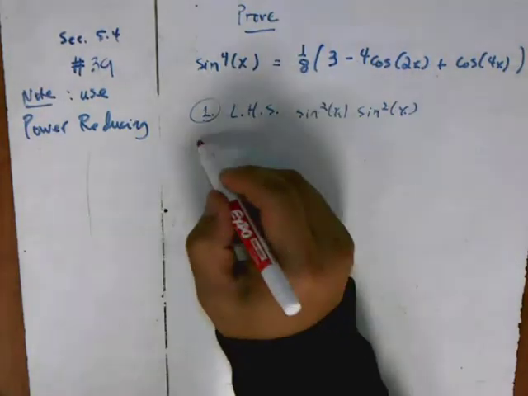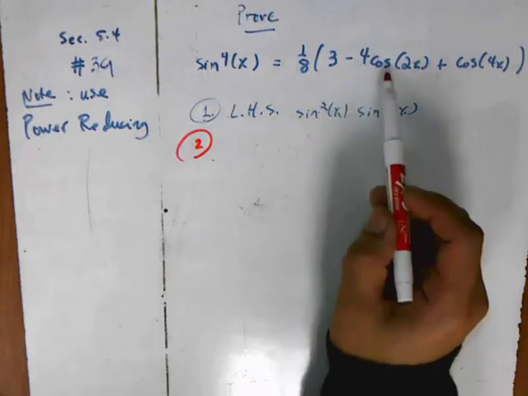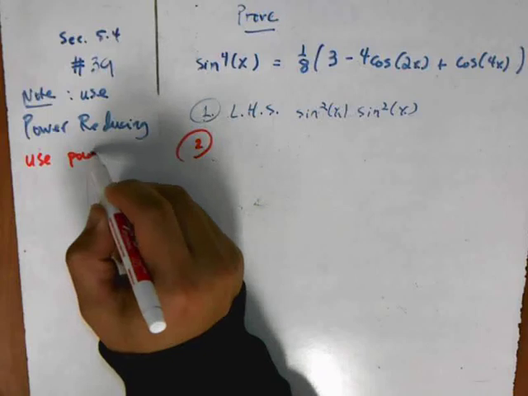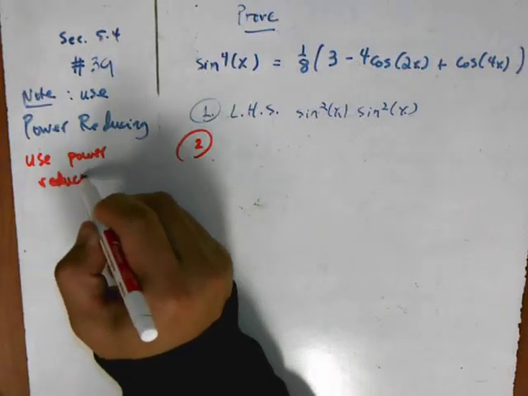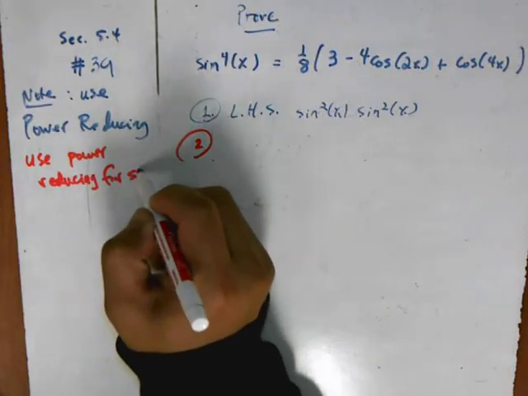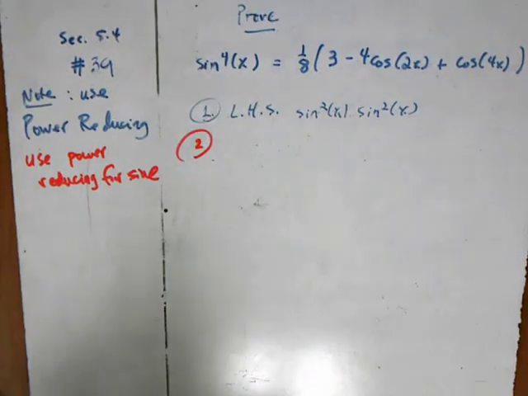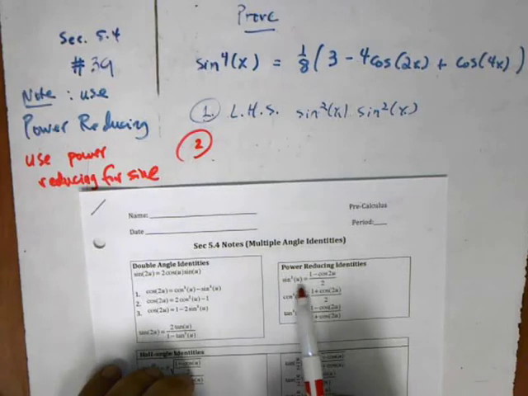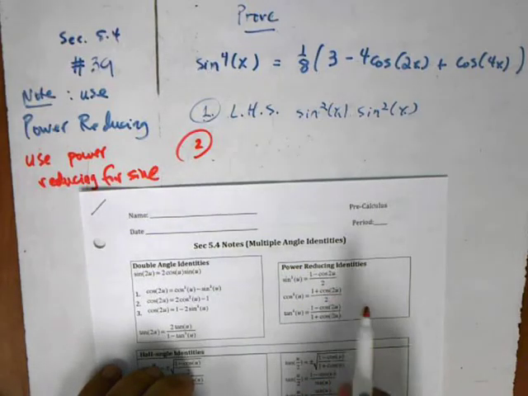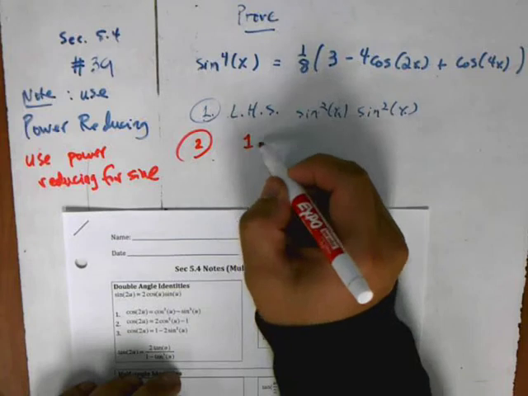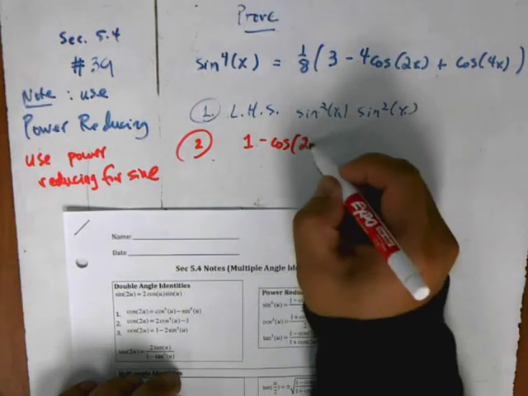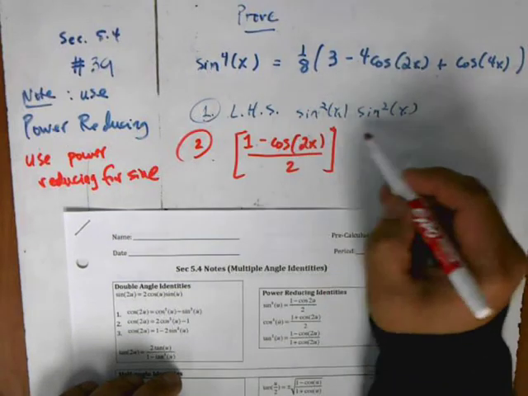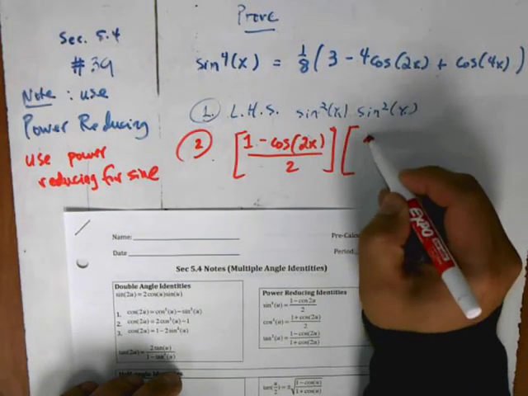Next step, I have a high power here, sine squared, and I want to get it down to a low power, so we're going to use power reducing for sine. It may be helpful to take out the notes and take a look at them, but this is the identity right here. Sine squared u equals 1 minus cos 2u over 2. So sine squared x is 1 minus cos 2x over 2. But I have two sine squares, so the other sine squared gives me the exact same thing.